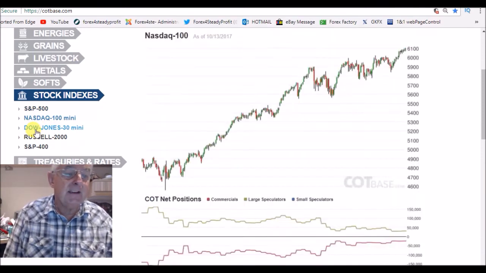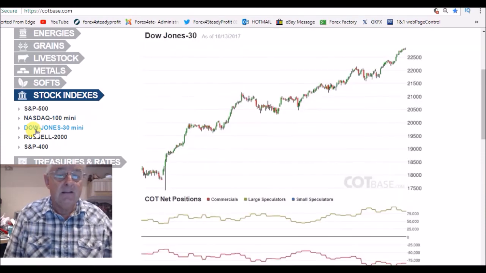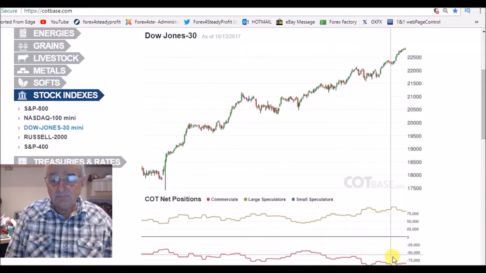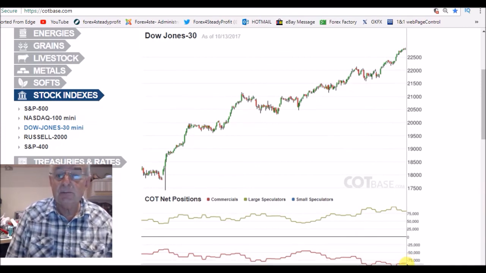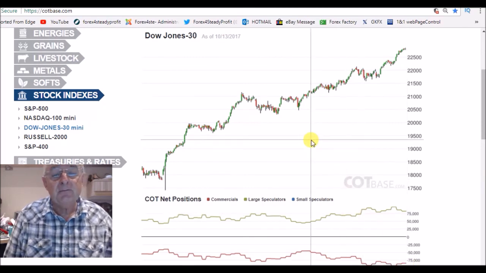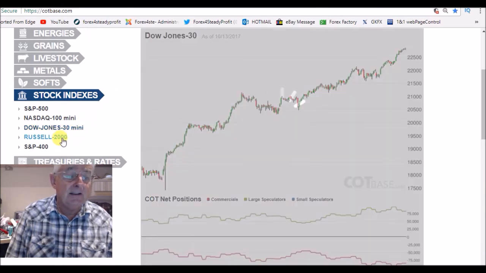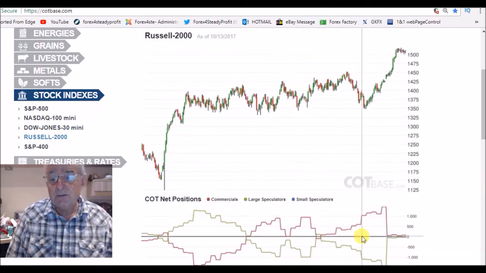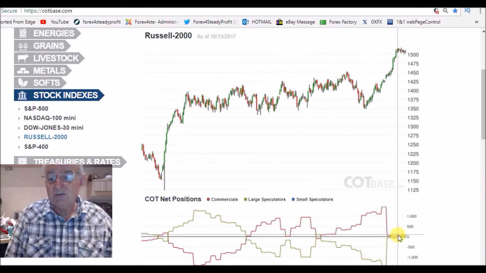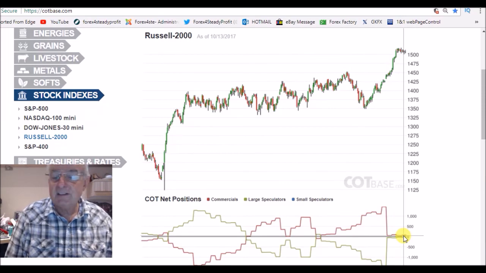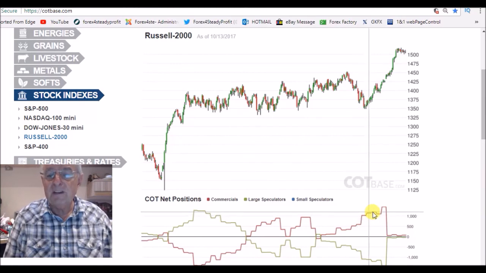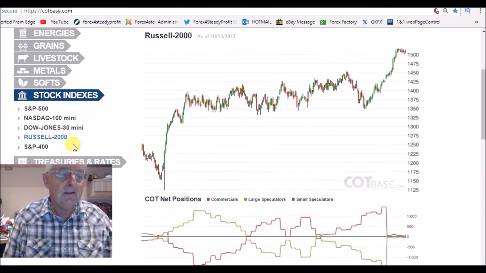Dow Jones. We have a fairly extreme bearish position by the commercials, and like I say, a fairly big turn down in the volume and open interest on that. And the Russell 2000, we had a massive fall from bullish to completely disinterested on the commercials, about 4 weeks ago. So we'll see where that goes.